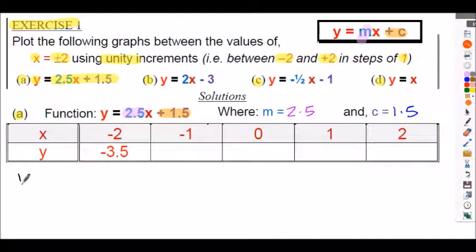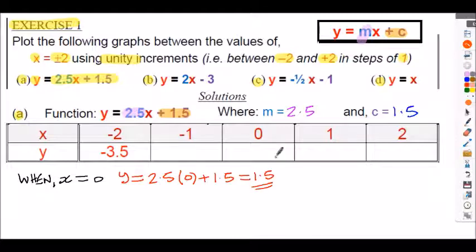So when x equals 0, all we do now is put the value of x into the equation given. So y is equal to 2.5 multiplied by x, and x in this case is 0, and we're adding to that 1.5. Applying our BODMAS, we can clearly see that's a value of 1.5. So when x is equal to 0, we get a value of 1.5 here.